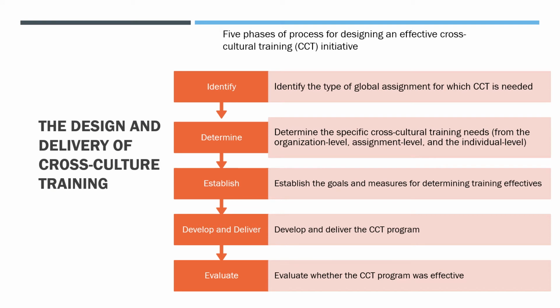Here are the 5 phases of processing for designing an effective cross-cultural training initiative. First is identifying the type of global assignment for which cross-cultural training is required. Next is determining the specific needs of cross-cultural training. Third phase is establishing the goals and measurements for determining training effectiveness. Next is developing and being able to deliver the cross-cultural training program. And lastly, it is important to evaluate whether the cross-cultural training program was effective. The more effort and time put into the training process by both the trainers and the trainees, the better the international assignees and their families are able to learn the behaviors and attitudes for their new foreign country.